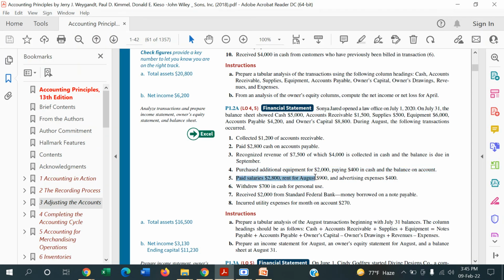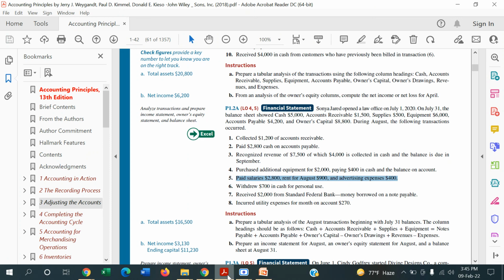Paid salaries, rent, and advertising expense. There are three transactions or three activities, but they have written all together. So we can think individually. It is better to think individually and apply it to the equation. So paid salary is 2,800, salaries and cash. Paid rent 900, cash and rent. Paid advertisement 400, cash and advertising. So these are the accounts. Salaries, rent, advertising, all are expenses.